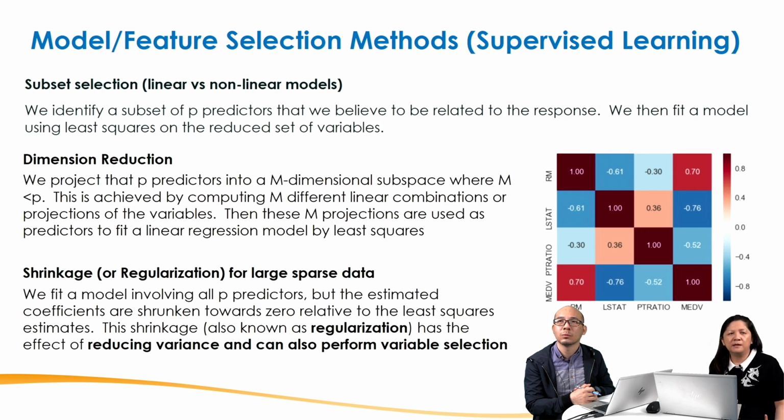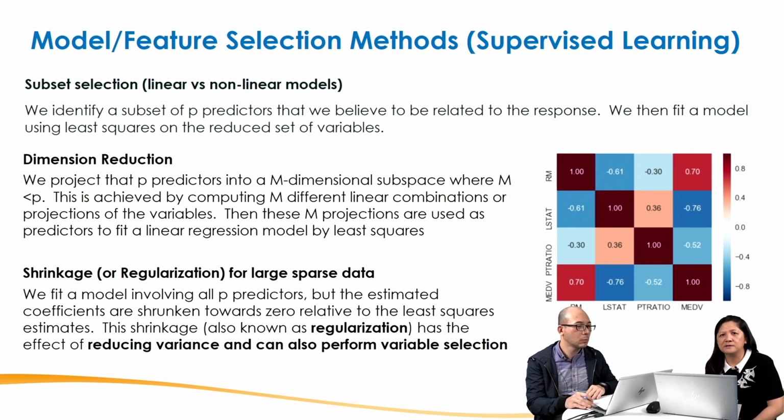The second method is dimension reduction. If you have many predictors, in this case P predictors, you may want to project these P predictors into a smaller m-dimensional subspace. This is achieved by computing m different linear combinations or projections of the variables. Then these m projections are used as predictors to fit a model by least squares.